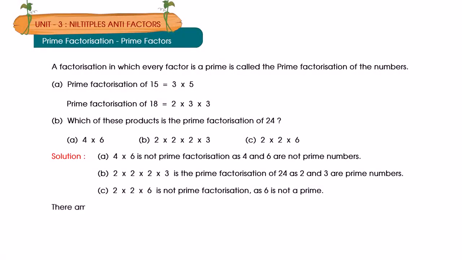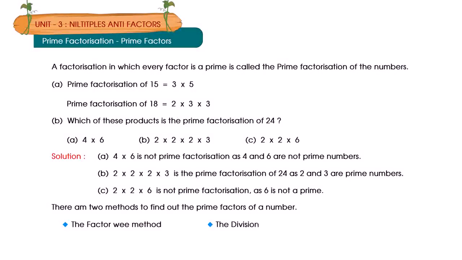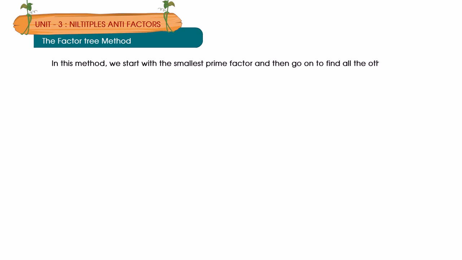There are two methods to find out the prime factors of a number. 1. The factor tree method. 2. The division method. The factor tree method. In this method, we start with the smallest prime factor and then go on to find all the other prime factors.